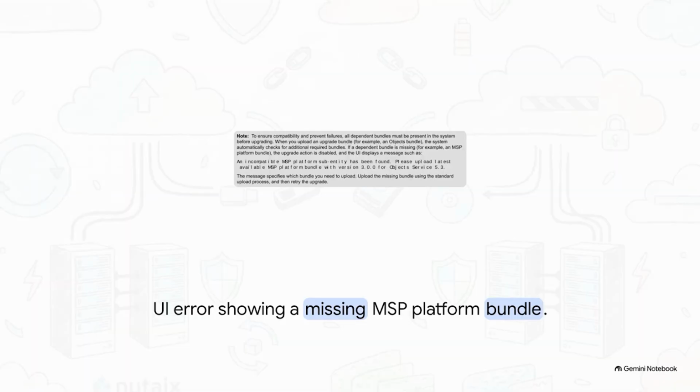And this brings us to a major aha moment for complex upgrades. Let's say you're upgrading Nutanix Objects. To ensure compatibility, every single dependent bundle has to be there. If you happen to forget one, like the Microservices Platform or MSP Platform bundle, the UI will actually disable the upgrade action entirely. And the best part? It doesn't just fail silently or give you some cryptic code. It explicitly tells you an incompatible MSP Platform sub-entity has been found. Please upload the latest available MSP Platform bundle. You just upload the missing piece and boom, the upgrade resumes.